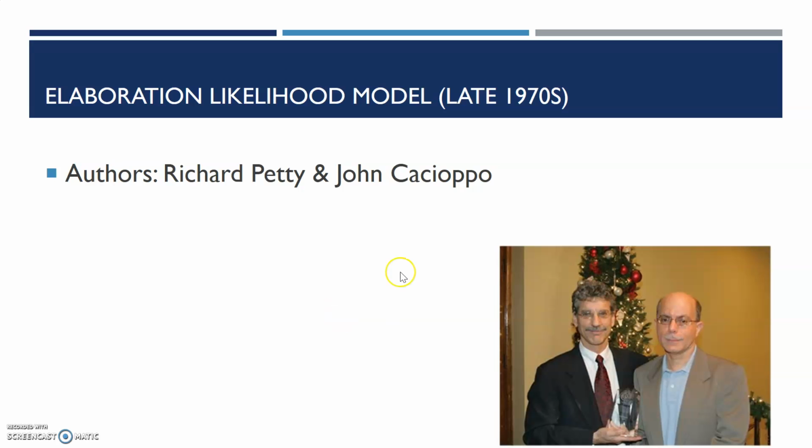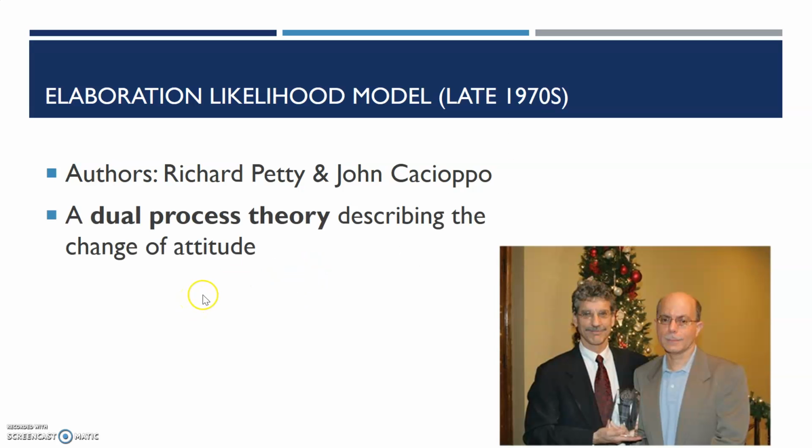So let me talk about some basic information of this model. This model was proposed by two scholars, Richard Petty and John Cacioppo, in the late 1970s. Essentially, this model is a dual process theory describing the change of attitude, or how persuasion occurs.